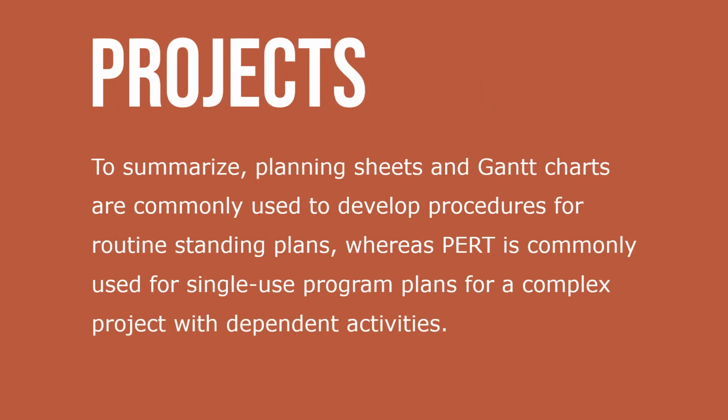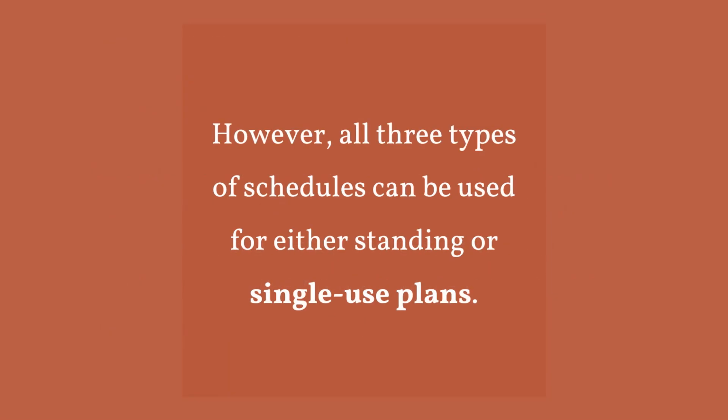To summarize, planning sheets and Gantt charts are commonly used to develop procedures for routine standing plans, whereas PERT is commonly used for single-use program plans for a complex project with dependent activities. However, all three types of schedules can be used for either standing or single-use plans.